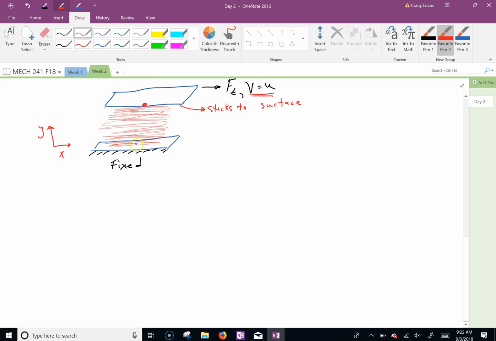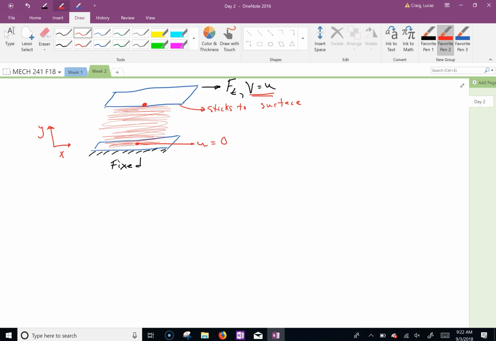What about the velocity down here? 0. It's fixed. The liquid sticks to the surface, so the velocity of the liquid is 0 because it has to stick. That's one of the fundamental rules of fluid mechanics: liquid, a fluid, sticks to surfaces.